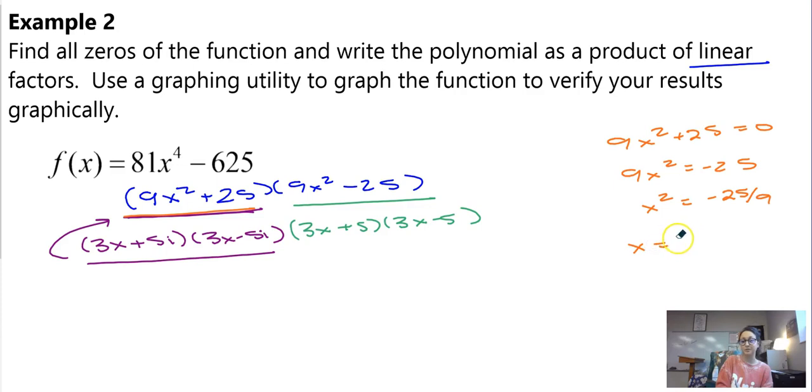Now, when you introduce a square root, you need to introduce a plus or minus, right, into the equation. So square root of 25 is 5, square root of 9 is 3, but it would be i because I'm taking the square root of a negative number. So I've got here my two zeros that correspond with these two factors, right? So however you want to do it, but now we have all four linear factors.